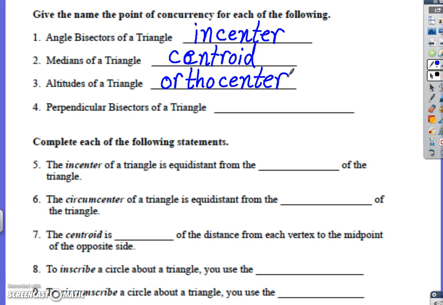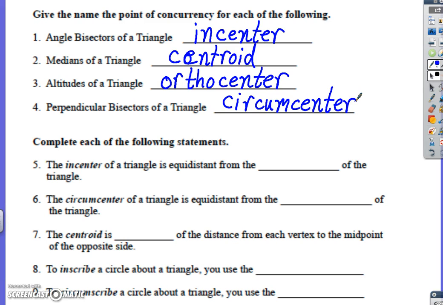The last one that we're going to talk about is the perpendicular bisector. Remember, a perpendicular bisector goes through the midpoint of one side and forms a right angle. It doesn't have to go through the vertex. We've constructed plenty of perpendicular bisectors. This one is called the circumcenter. The circumcenter is the point of concurrency for the perpendicular bisectors of a triangle.